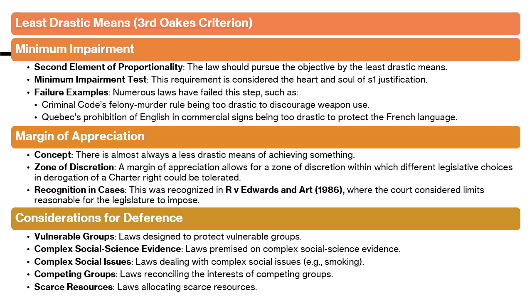Then third is least drastic means. So the third Oakes test criterion is minimum impairment. The law should pursue the objective by the least drastic means and should not impair the right more than necessary. This is the heart and soul of section 1 justification.